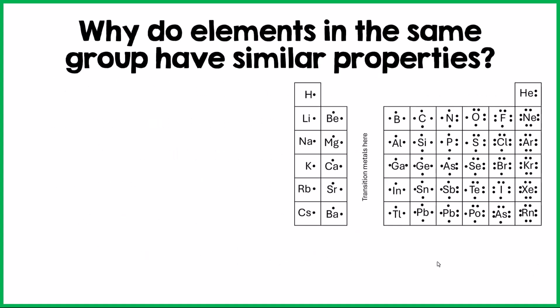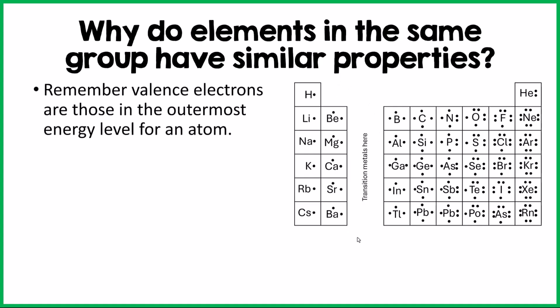Why do atoms in the same group have similar properties? So we've discussed that they do have similar properties in the same group, but why exactly is that? Remember, first of all, that valence electrons are those in the outermost energy level for an atom. So we discussed this in our discussion of atomic structure, that valence electrons are found in the last or outermost energy level for an atom.